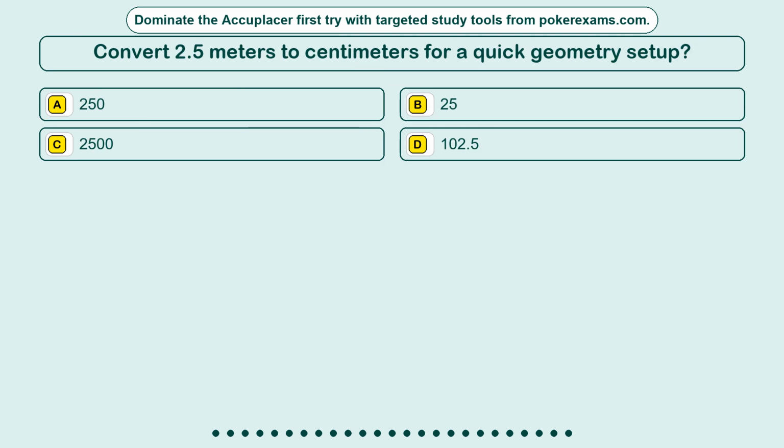Question 6. Convert 2.5 meters to centimeters for a quick geometry setup. Option A, 250. Option B, 25. Option C, 2,500. Option D, 102.5.